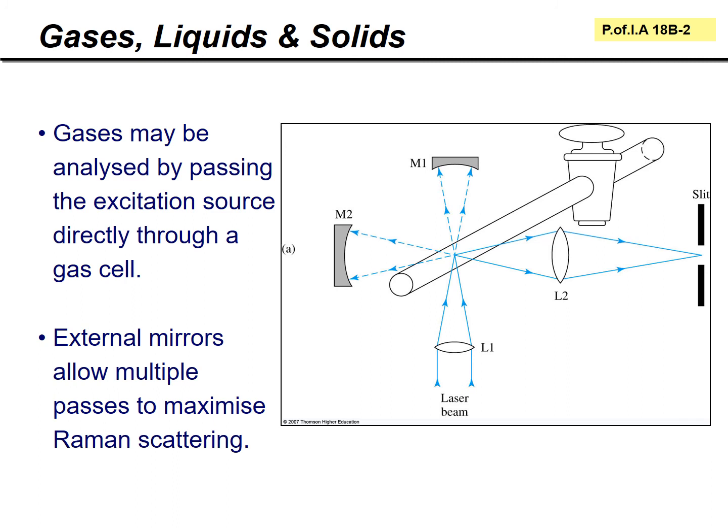Preparing samples for Raman is actually quite straightforward. Gases can just be stored in a gas cell. To get more scattering, often a nice little mirror arrangement is used so that the incident light bounces through, or is passed through, multiple times to increase the yield of scattered photons.